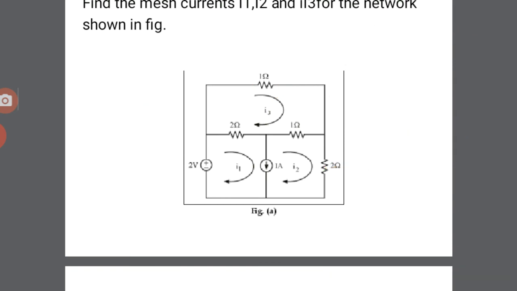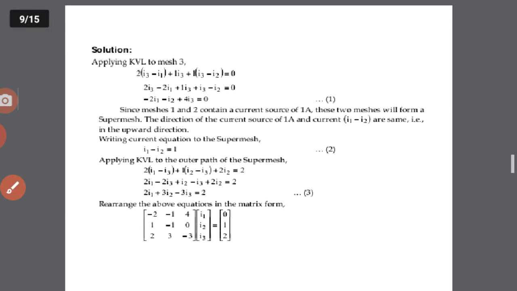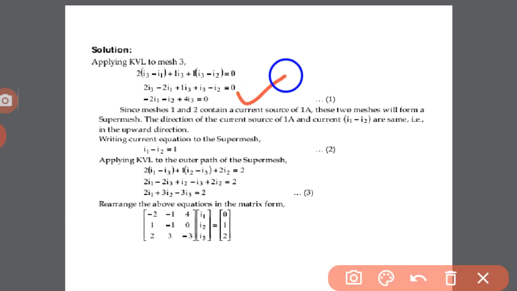In this way you have to write the super mesh equations. For the third loop, the equation is minus 2 into (I1 minus I2) plus 4 into I3 equal to 0. Again, the 1 ampere current is flowing between the two loops, so that's why I1 minus I2 is equal to 1 ampere.